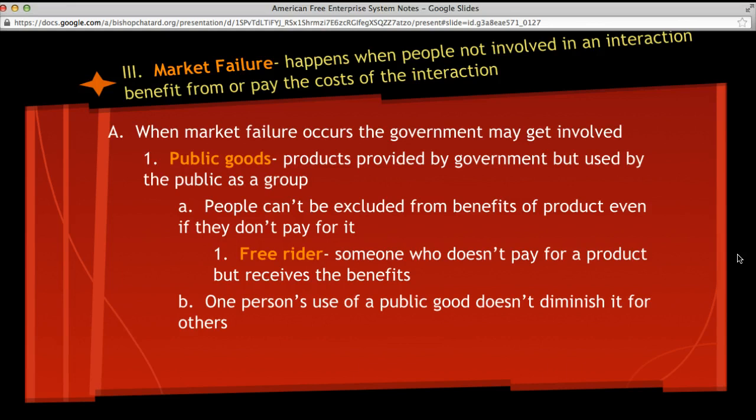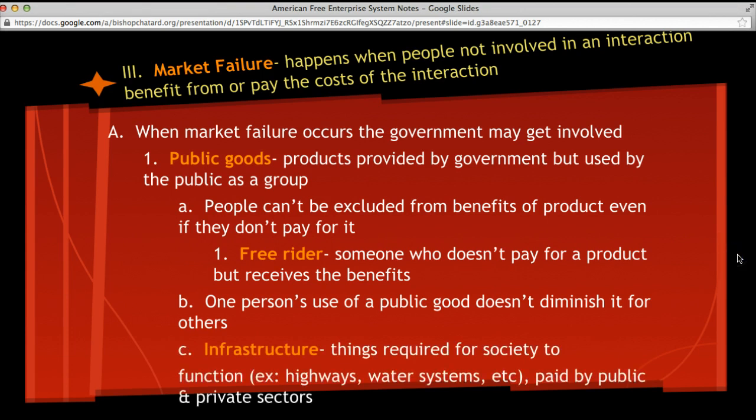Okay, so in order for them to be considered a public good, they have to be provided by the government. They have to be something that is used by everyone. They have to be something where once you put it out there, you can't exclude people that don't pay. And lastly, just because I put a public good out there for somebody, and somebody uses it, it doesn't diminish the results for somebody else. So those are the characteristics of a public good.